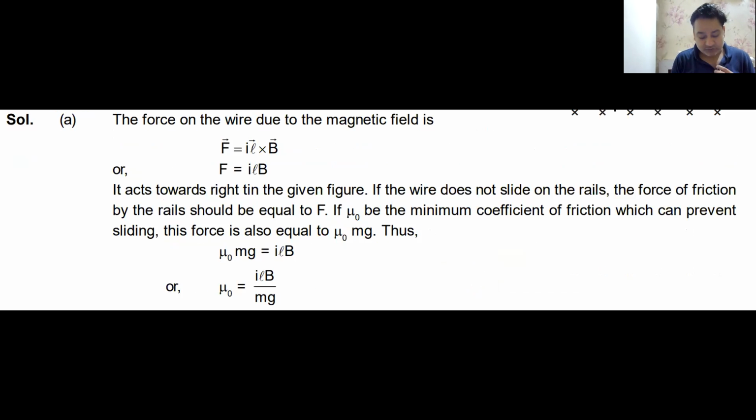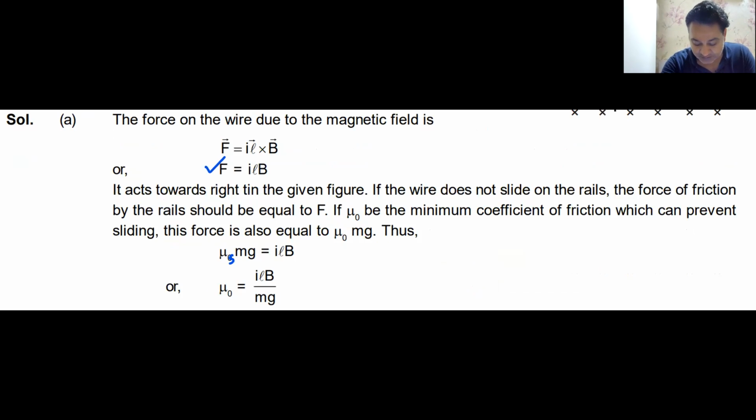You just find out the force on the wire. Force on the wire is ILB, as very evident. That must be equal to mu s, static friction, times mg. So mu s will be equal to ILB by mg. Yes or no? It was pretty straightforward.